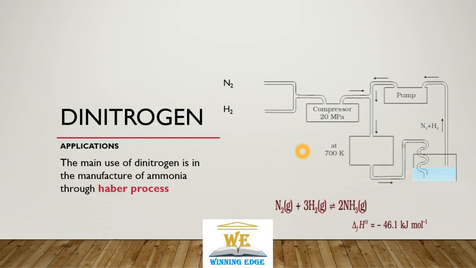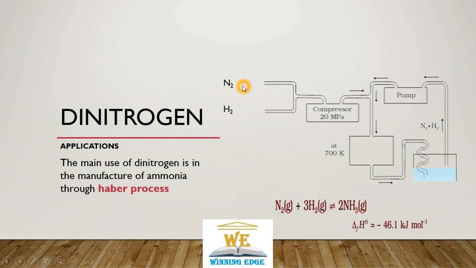On a commercial scale, we use dinitrogen to manufacture ammonia. The process of manufacturing ammonia from nitrogen and hydrogen is known as Haber's process. It is one of the most important commercial processes because of the great importance of ammonia in chemical manufacturing.